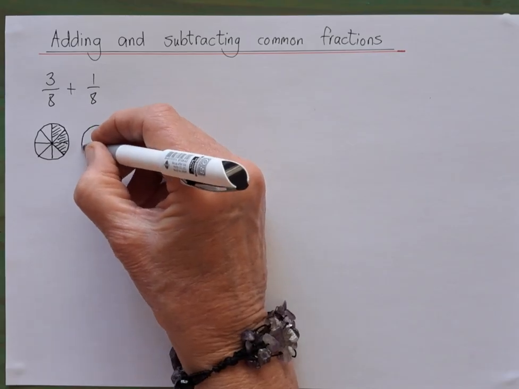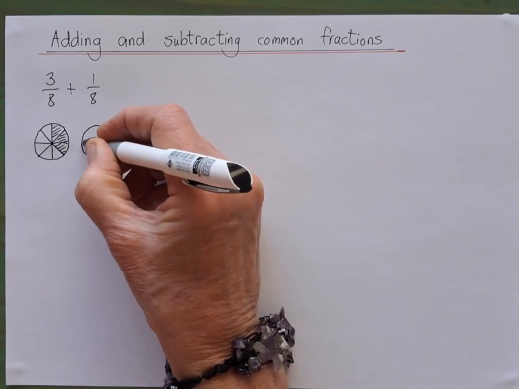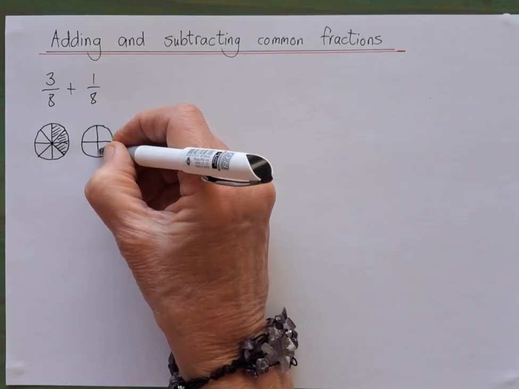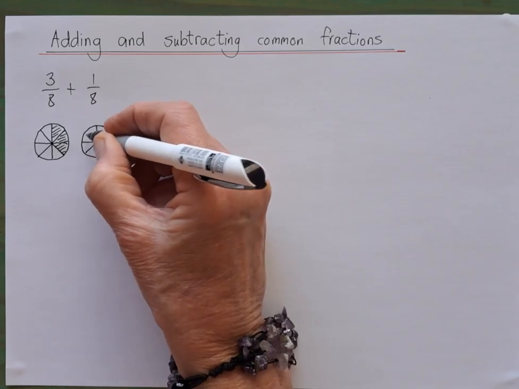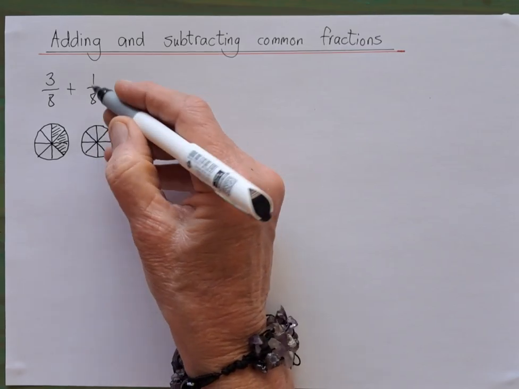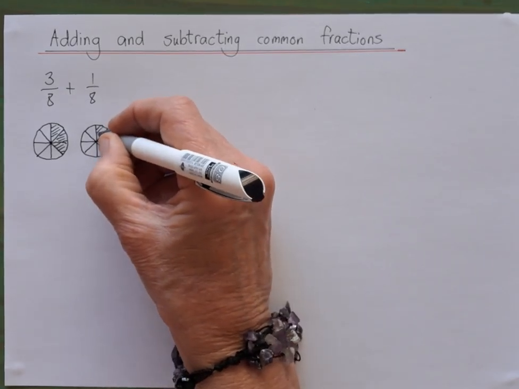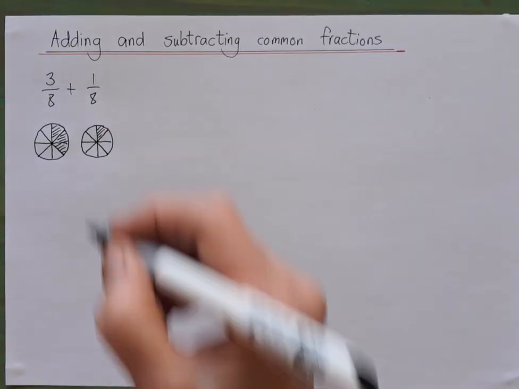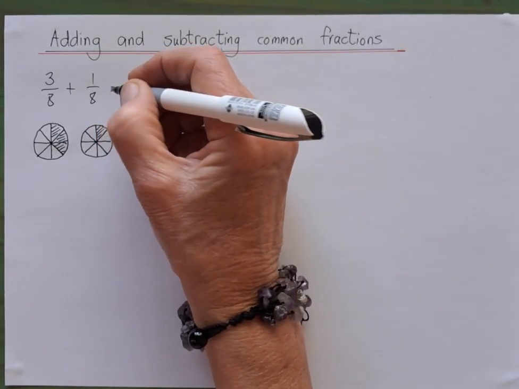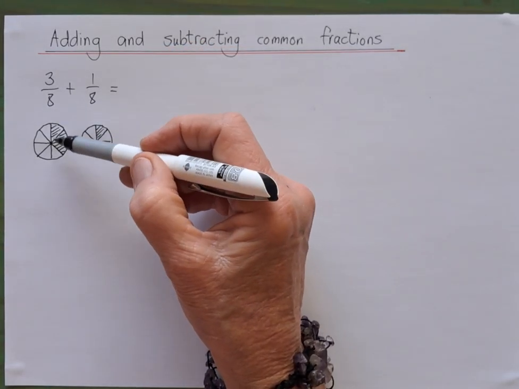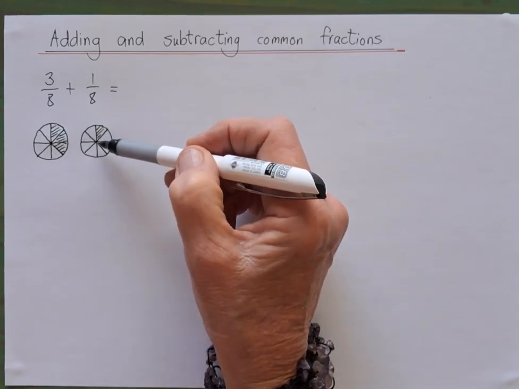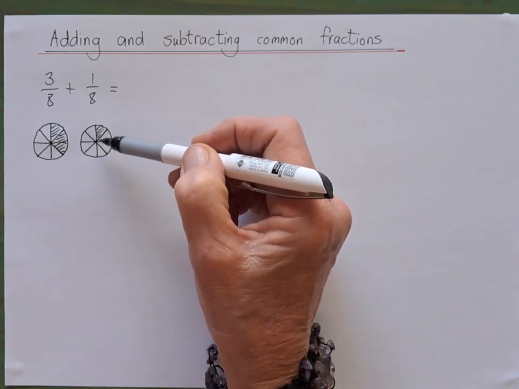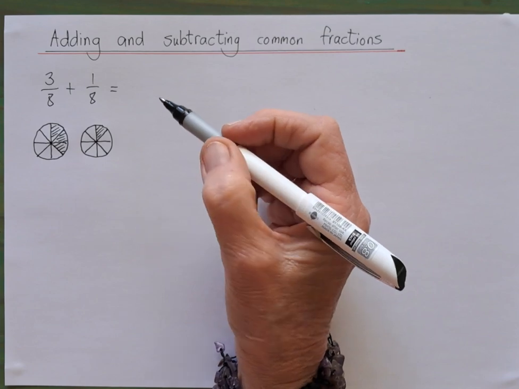If we look at the other one, because the denominator is also 8, that means that pizza was also cut into 8 slices. But in this case, looking at the numerator, we only ate 1 slice. So if we look at the answer now, if the pizzas have been cut into the same number of slices, it makes it very easy for us to realize how much we've eaten altogether.